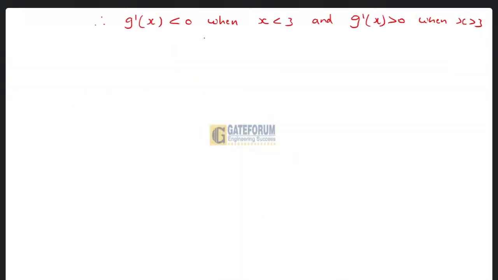Using the first derivative test, whenever f'(x) < 0 for all x < a and f'(x) > 0 for all x > a, then that function has a maximum or minimum? Minimum, using the first derivative method. Therefore, g(x) is minimum at x = 3 using the first derivative method.